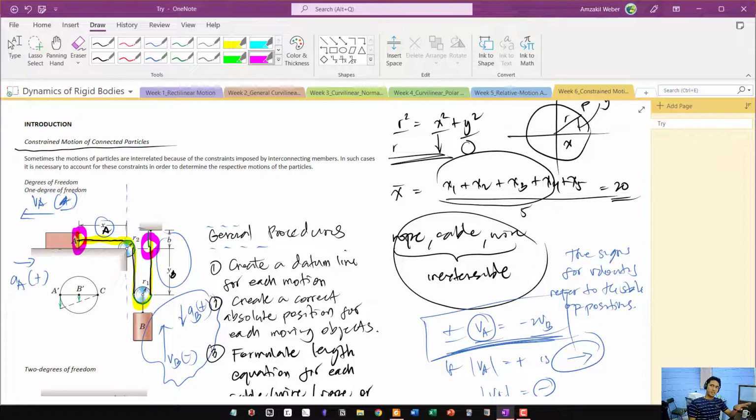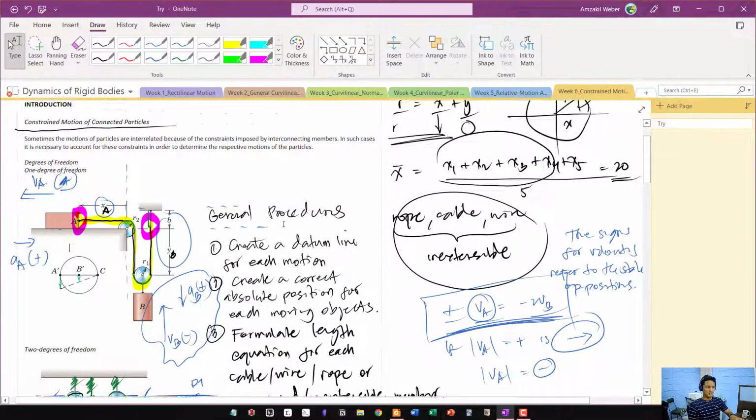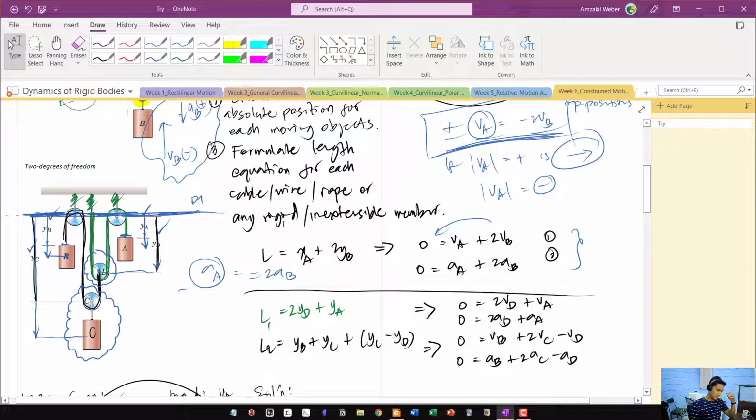Is that a hard rule? No, because here it is okay, there's no problem. From point B to point D, point D is moving, point B is moving, so they're still valid.